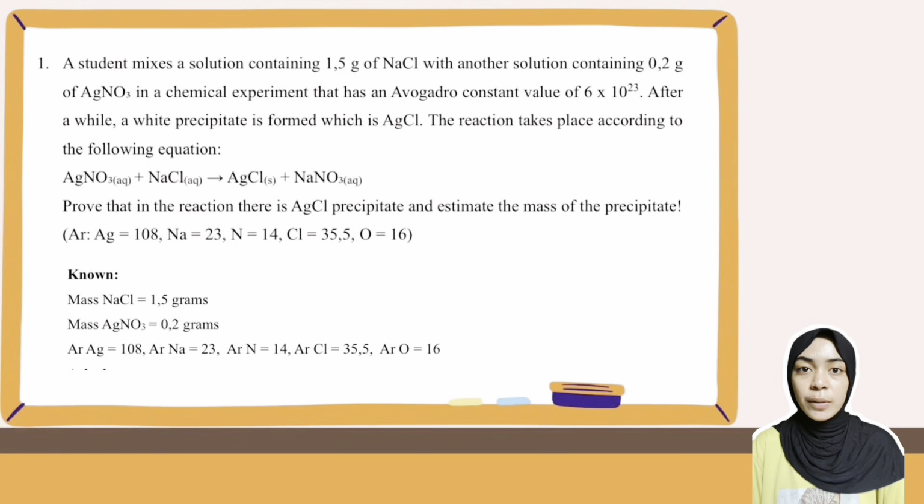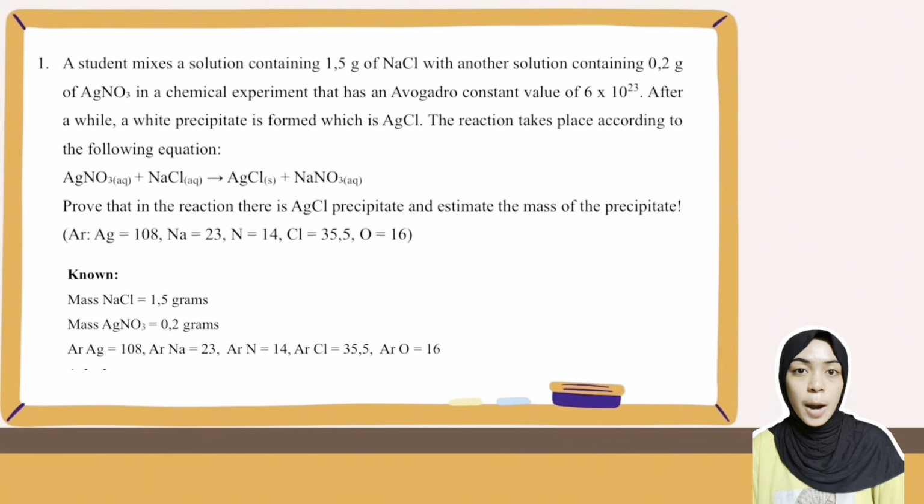First, we know the given data. The mass of natrium chloride is 1.5 gram, and the mass of silver nitrate is 0.2 gram. We are also given the relative atomic masses: silver 108, natrium 23, nitrogen 14, chlorium 35.5, and oxygen 16.